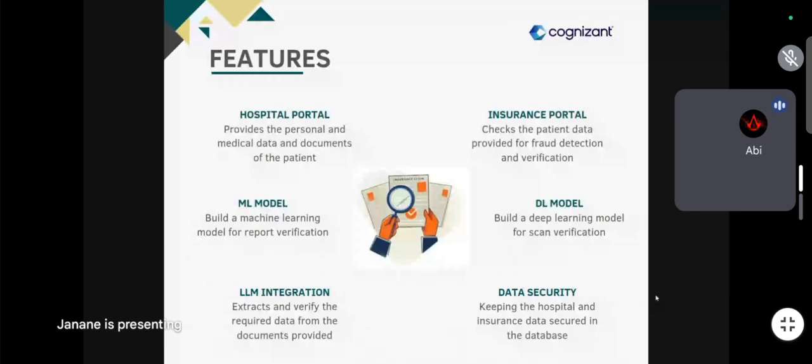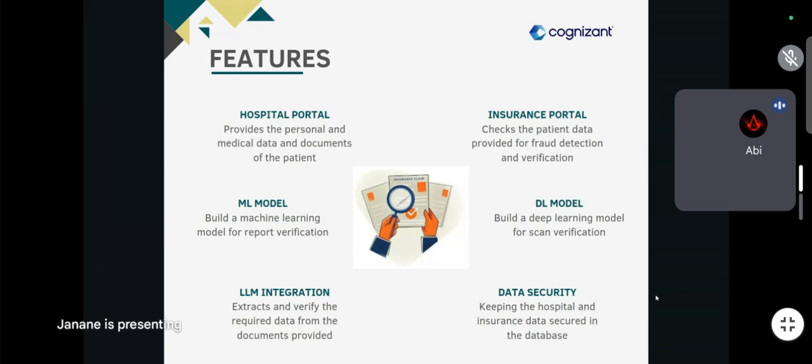And the third feature is the ML model. This involves building a machine learning model specifically for report verification, and it could automate the process of checking medical reports for accuracy, completeness, or potential anomalies, enhancing the reliability of medical documentation. And the fourth feature is the DL model. This involves building a deep learning model for scan verification. It could be used to analyze medical imaging scans such as MRI and CT scans to assist in diagnosis or to verify the quality and accuracy of the scan.